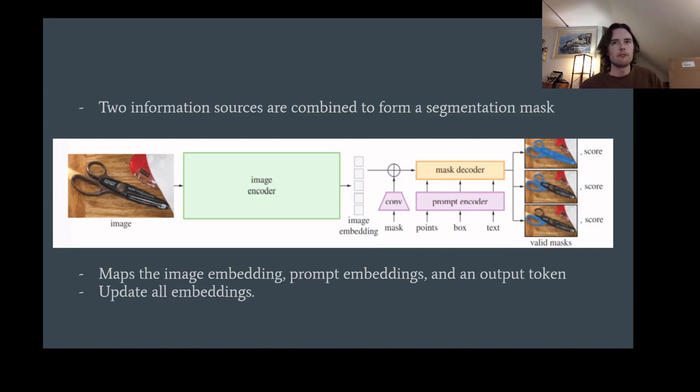The mask decoder efficiently maps the image embedding, prompt embeddings, and output token to a mask. The mask decoder block uses prompt self-attention and cross-attention in two directions: prompt to image embedding and vice versa, to update all embeddings.